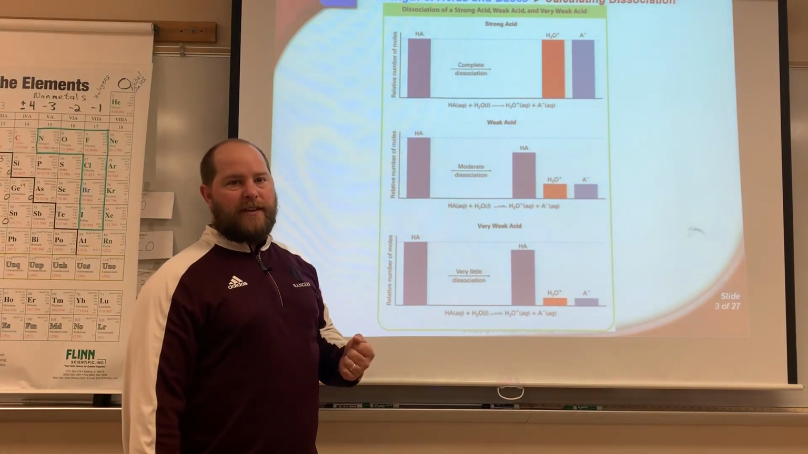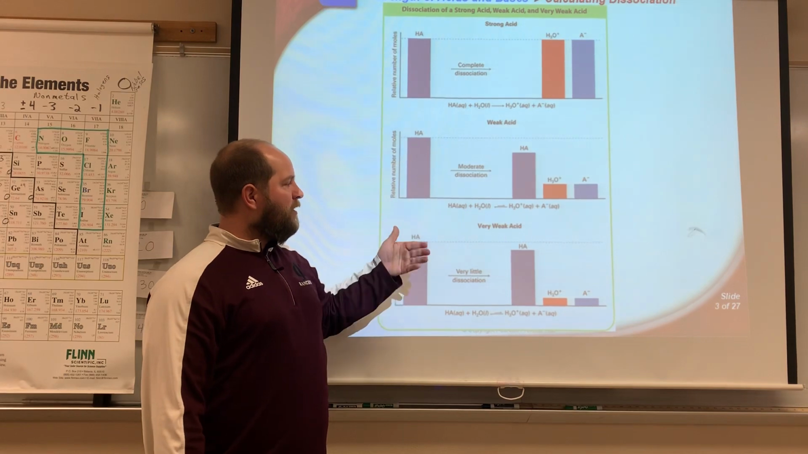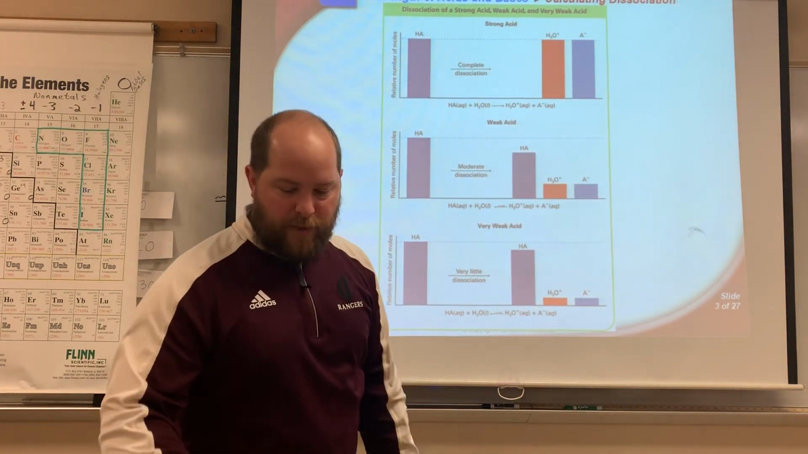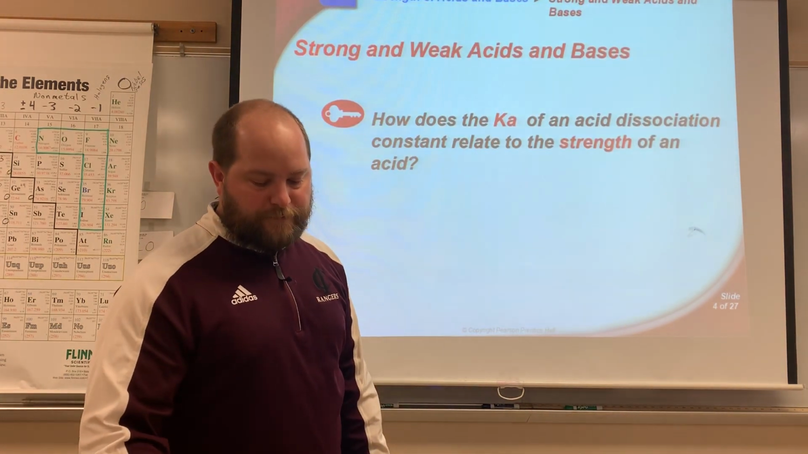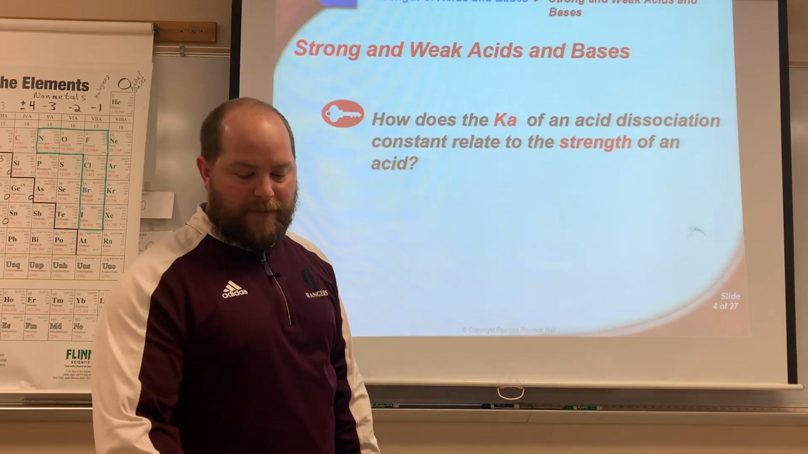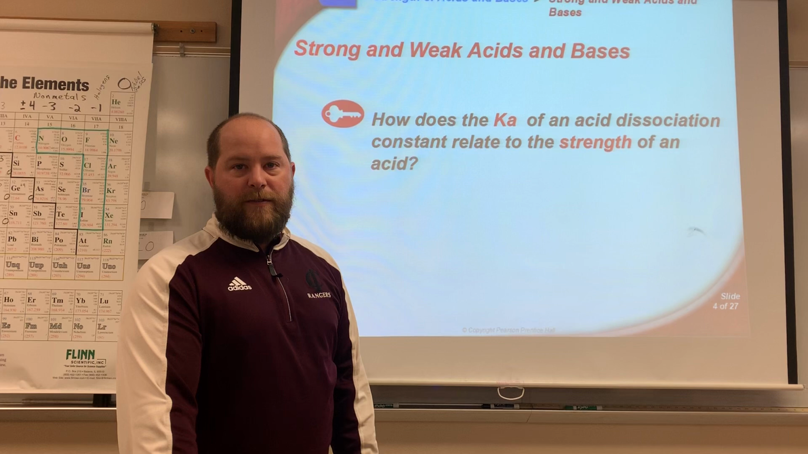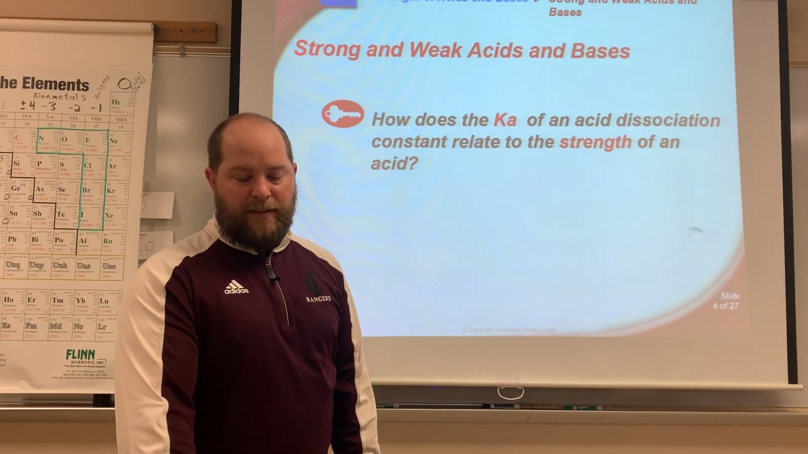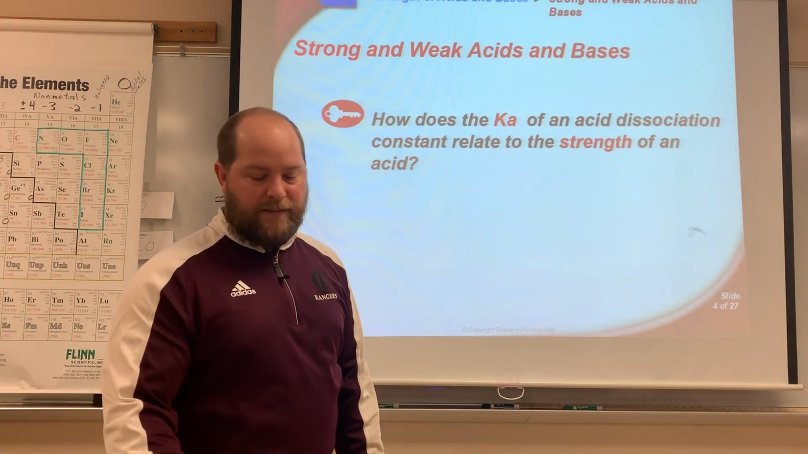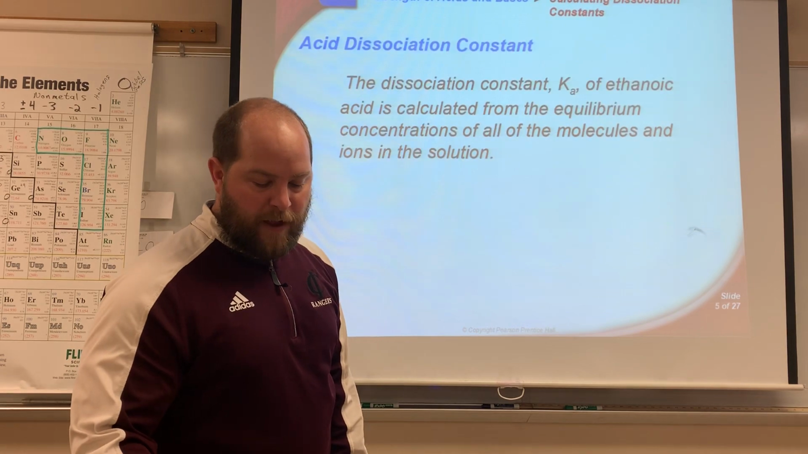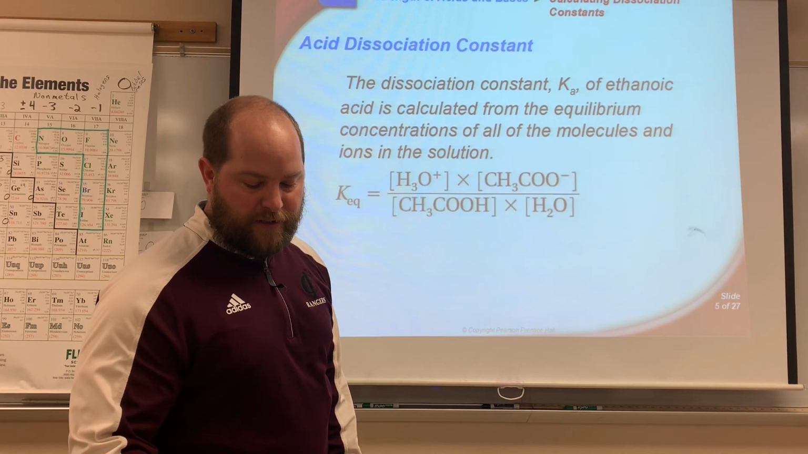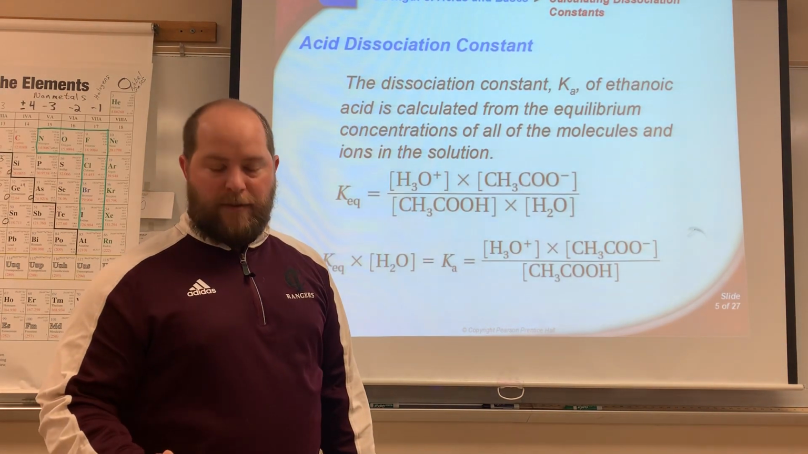But there's a way to calculate the difference, and that's what we're going to do today. We're going to use the Ka. We're going to be able to categorize these weaker acids. I've been hinting at it. So like it says here, how does the Ka, the acid dissociation constant, relate to the strength of the acid? To help us answer that question, let's look at the formula.